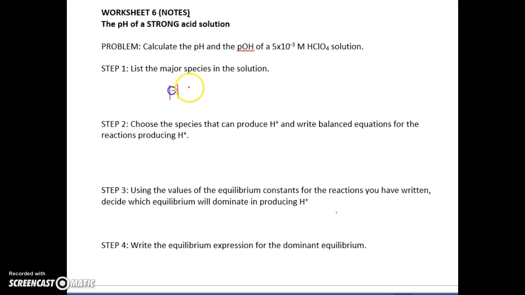List the major species in solution. Well, we always have water, but we also have this perchloric acid. Okay, and we don't need to list water because it will always be there, so we need to list the HClO4. Choose the species that can produce hydrogen and write balanced equations for them. So species, sometimes there's more than one. We only have one thing, and so in this case there's no decision to be made. It's going to produce H plus ClO4 minus.